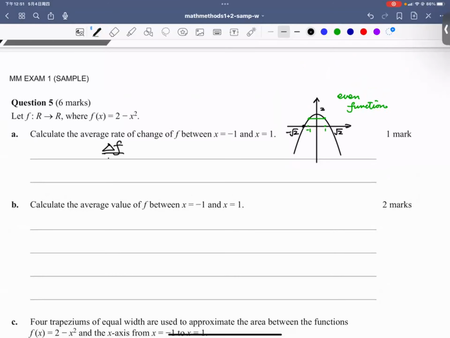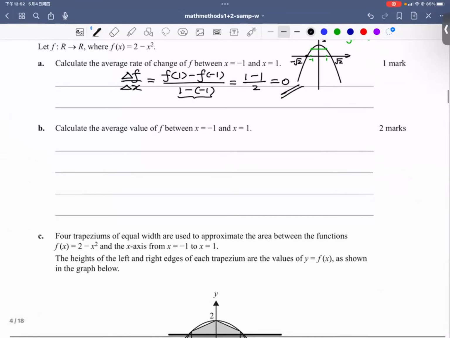But if you would like to calculate that, that's fine. You can say f of 1 subtract f of minus 1 divided by 1 minus minus 1. Notice this is 2, not 0, okay? You can't divide by 0. And that will be 1 minus 1 divided by 2, which is 0, okay? So this is your answer.